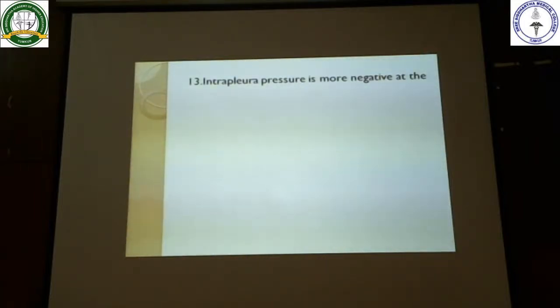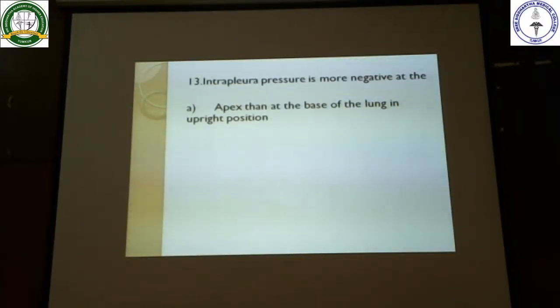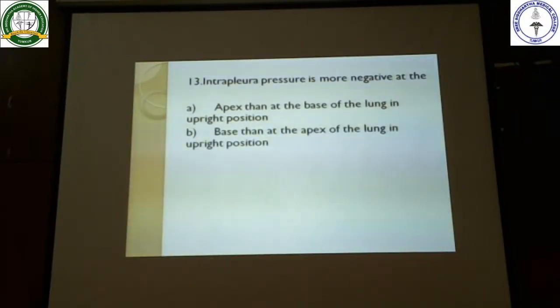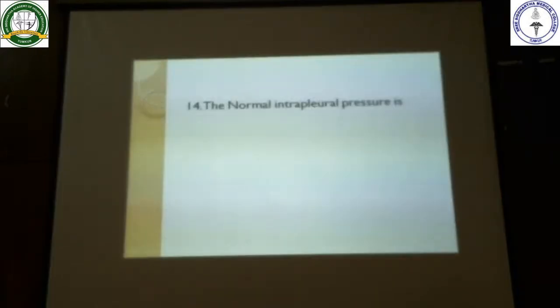The next question is, intrapleural pressure is more negative at the apex than the base of the lung in the upright position. This is because of the effect of gravity. Around -2.5 you will have the intrapleural pressure at the base, and -10 at the apex. So you can expect more negativity at the apex compared to the base in the upright position because of gravity.